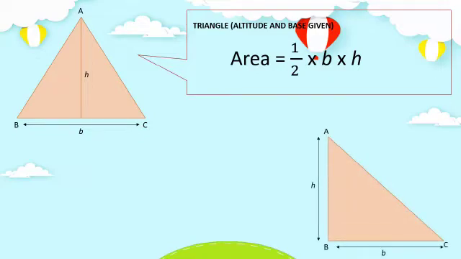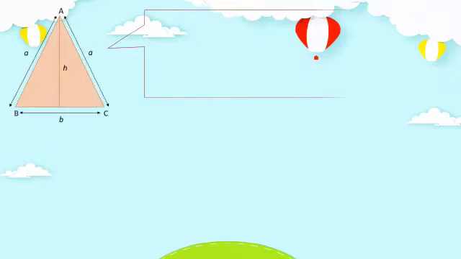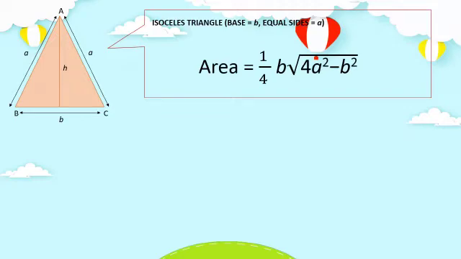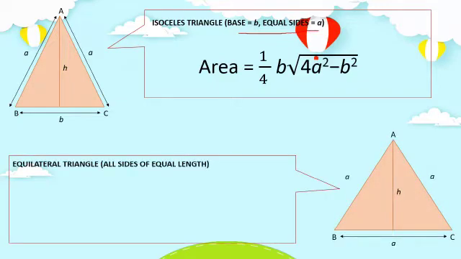And the area of a right angle triangle is also equal to half BH, where B is the base and H is the height. The area of an isosceles triangle is equal to 1 by 4 into B into square root of 4a square minus b square, where b is the base and the two equal sides are a. The area of an equilateral triangle is equal to root 3 by 4 into a square, where a is the side of the triangle.